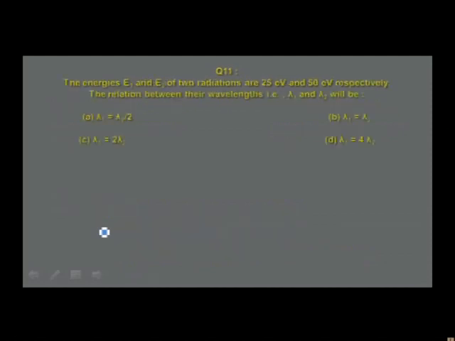The next question is about atomic structure. The energies E1 and E2 of two radiations are given as 25 electron volt and 50 electron volt respectively. The relation between their wavelengths, lambda 1 and lambda 2, will be: option A, lambda 1 is equal to lambda 2 by 2; option B, lambda 1 is equal to lambda 2; option C, lambda 1 is equal to 2 lambda 2; option D, lambda 1 is equal to 4 lambda 2.